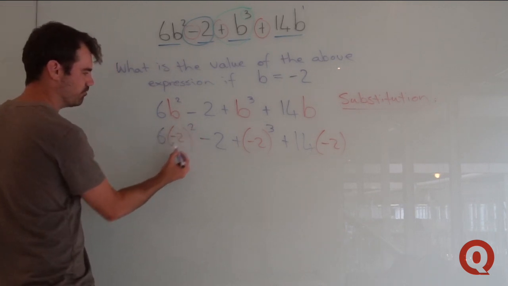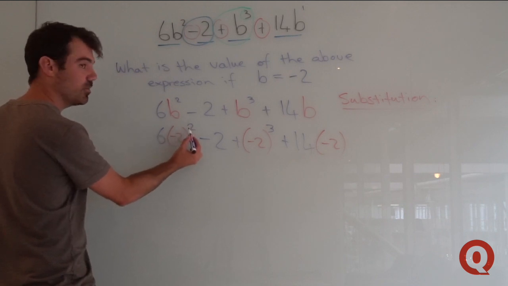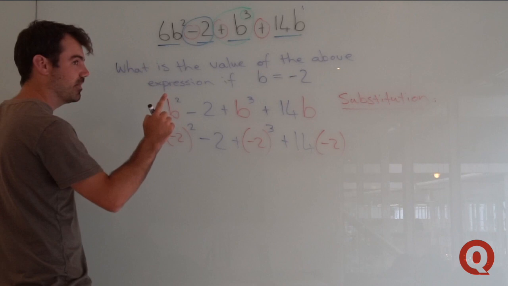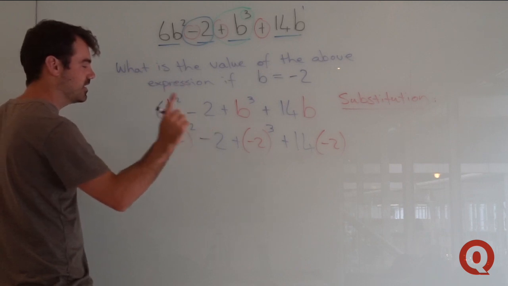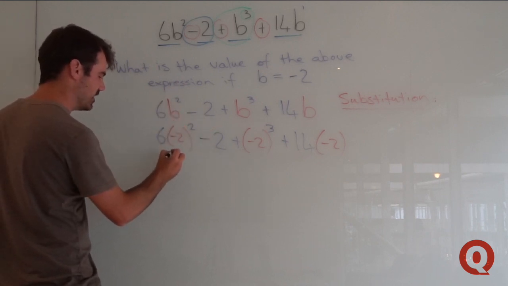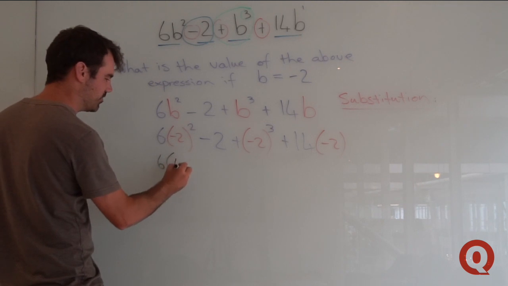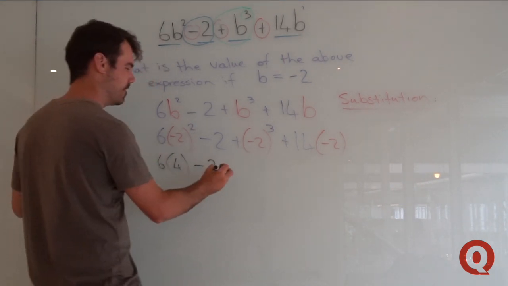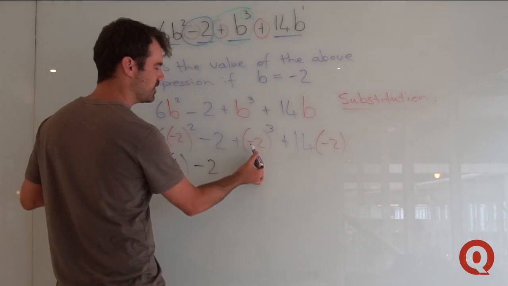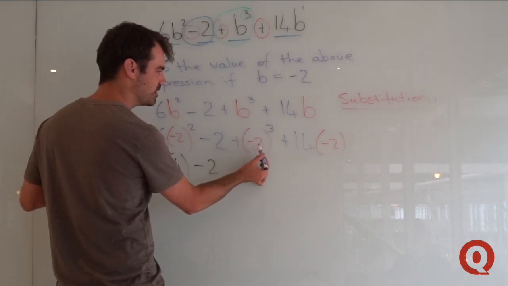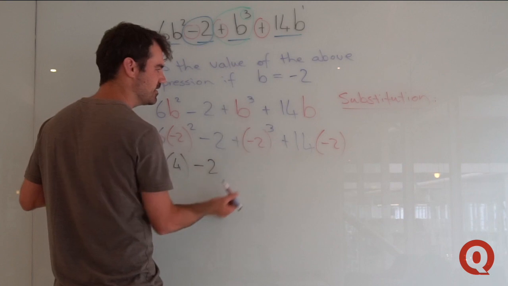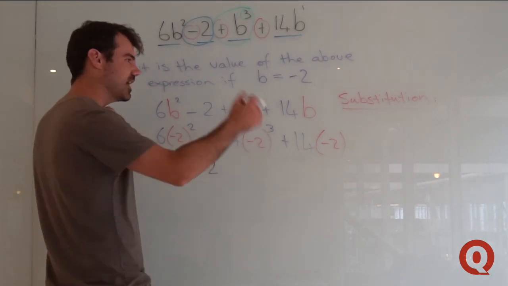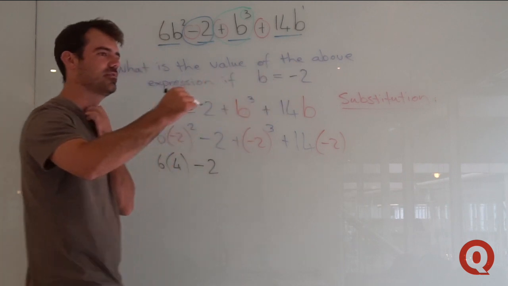So if I want to power this up, that means negative 2 squared, which means negative 2 times negative 2. Remember, a negative times a negative gives me a positive. So I rewrite my 6 bracket. What's happened now? It becomes positive 4. Minus 2. Nothing happened there. Now, what is this going to be? Well, I've got negative 2 raised to a cube. That means negative 2 times negative 2 times negative 2.